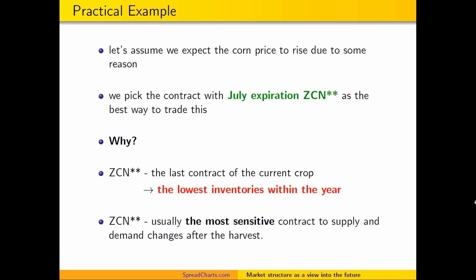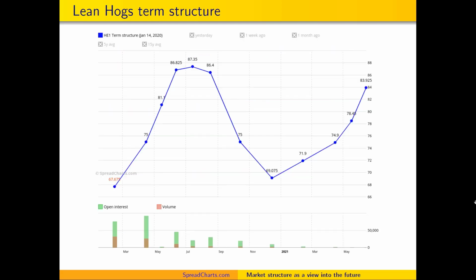Now, let's take a look at another commodity. Here is the term structure for lean hogs. Even if you don't know anything about that market, the term structure can reveal a lot about its production cycle. And we can use it to our advantage. You can see both backwardation and contango on the curve.